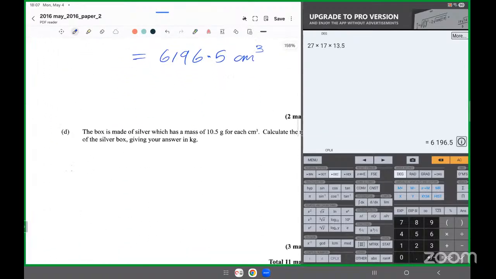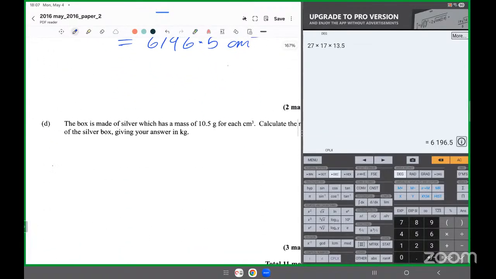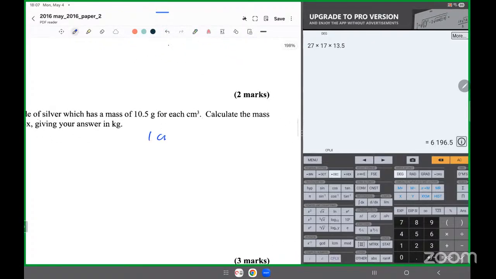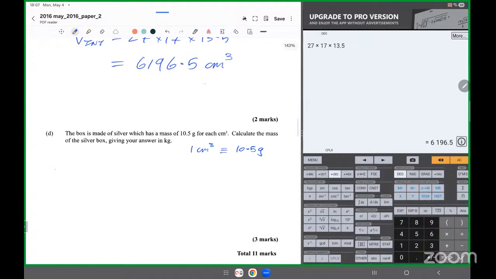All right? The question says the box is made of silver. Remember, it was a silver box. The box is made of silver, which has a mass of 10.5 grams for each centimeter cube. What that means is that 1 cm cube of the material that makes the box is equivalent to 10.5 grams. It says calculate the mass of the silver used to make the box, giving your answer in kilograms.